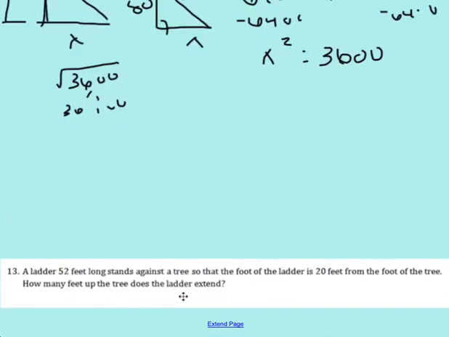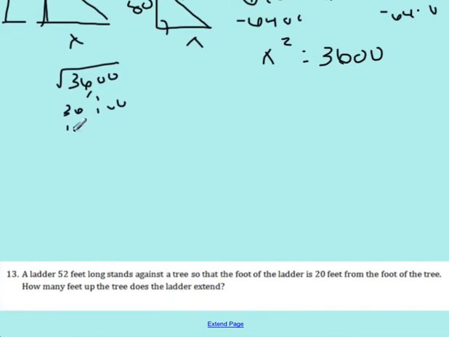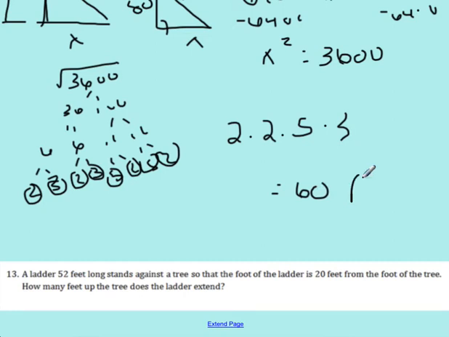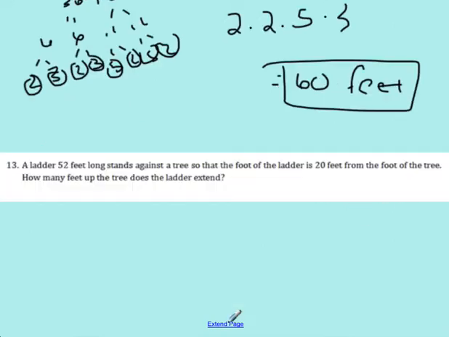I'm just going to show you, let's say you didn't know that was a perfect square, how you would do that. Well, we can break that down to 6 and 2. 6 is 2 and 3, 2 and 3, 100, 10 and 10, 5 and 2, 5 and 2. So I end up having a pair of 2s, another pair of 2s, a pair of 5s, and a pair of 3s. So 2 times 5 times 3. You multiply all of those together and you get 60 feet. So the ladder is extending 60 feet from the house.